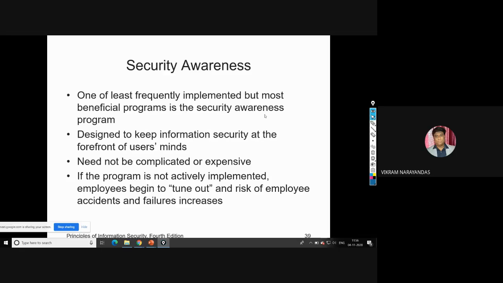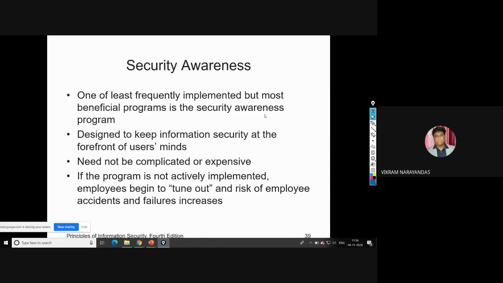It need not be complicated or expensive. If the program is not actively implemented, employees begin to tune out, and the risk of employee accidents and failures increases. If you're not given an awareness program, even if you got the job after your BTech, you go for 6 months of training. They train the awareness programs only. They train information security concepts. They explain the policies and the laws to be followed.